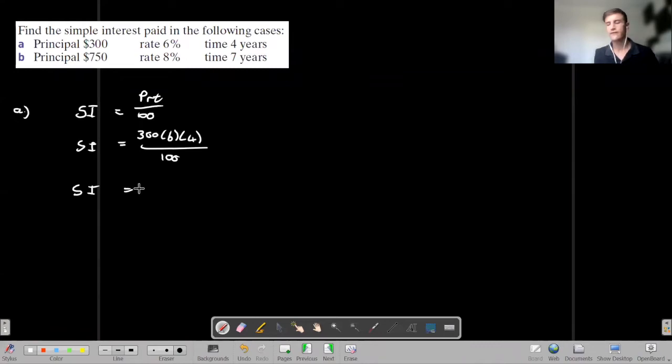Okay, so no questions so far. We are all good. So this would be equal to 300 times 6 times 4 divided by 100. And you can put this directly into your calculator, and this would give me $72.